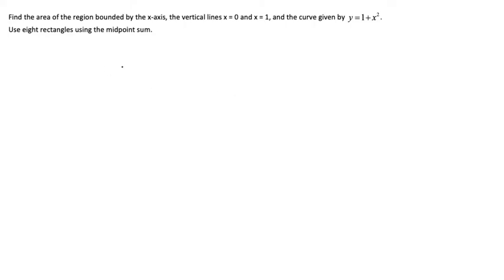Find the area of the region bounded by the x-axis, the vertical lines x equals 0 and x equals 1, and the curve given by y equals 1 plus x squared. So we want to use 8 rectangles using the midpoint sum.